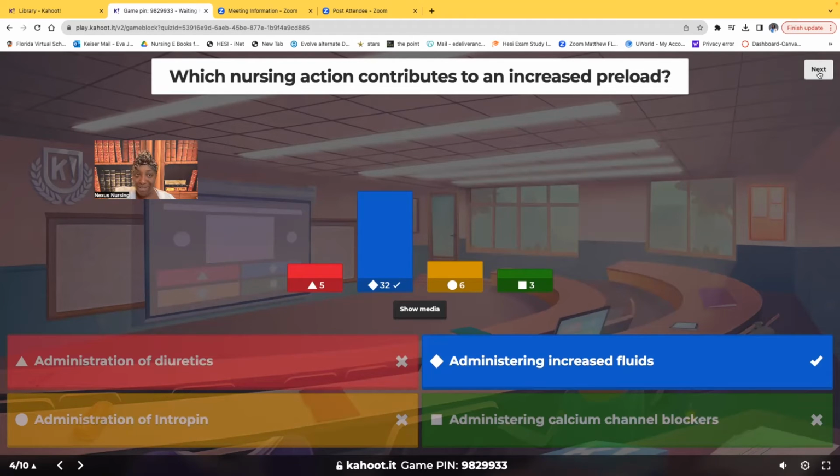More fluids, right? More pressure being exerted. So that would be more pressure pushing against those muscles before contraction. And so fluids is a correct answer choice.